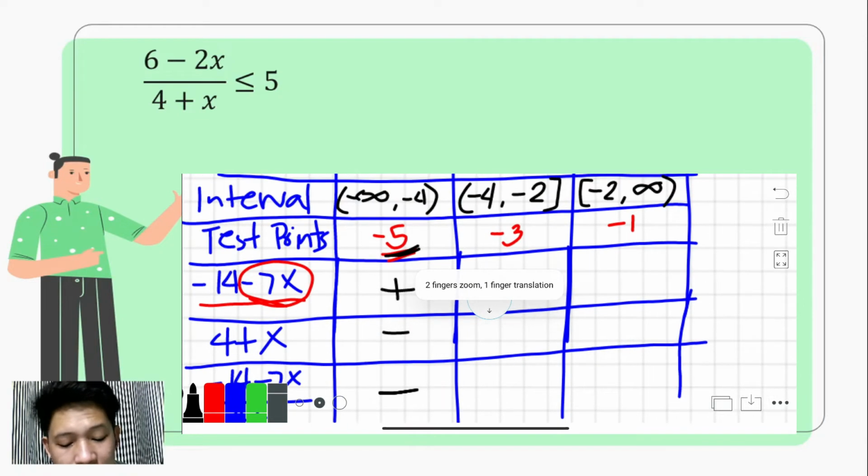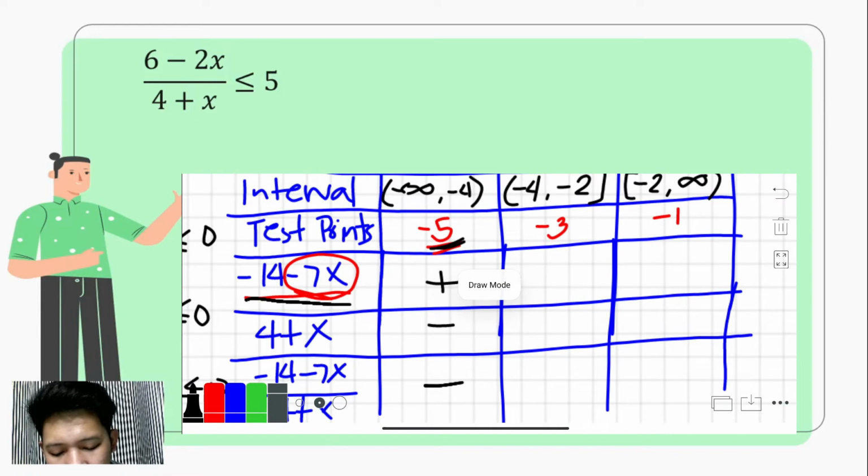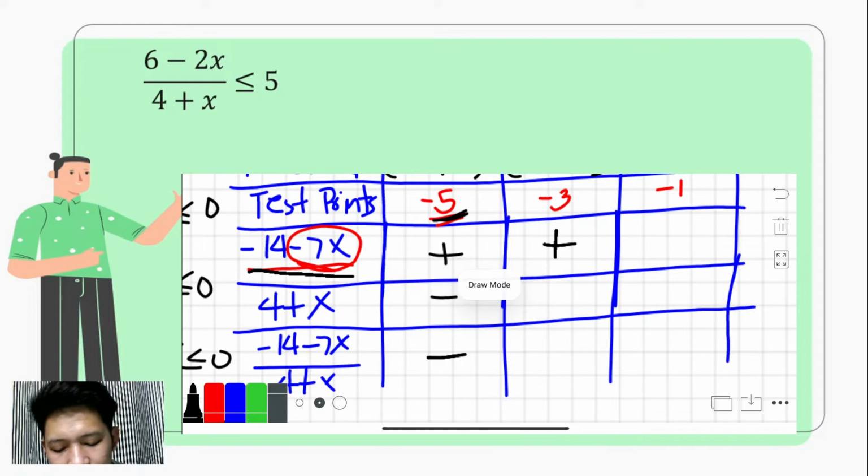Next is that we have negative 3. So, negative 3, substitute natin dito. So, negative 3 times negative 7, that's positive 21, plus negative 14, that's positive 7. Hence, it would be positive. Okay? Next is that we have 4 plus negative 3. Okay? So, 4 plus negative 3 is positive 1, so it's positive. So, positive times positive, positive.